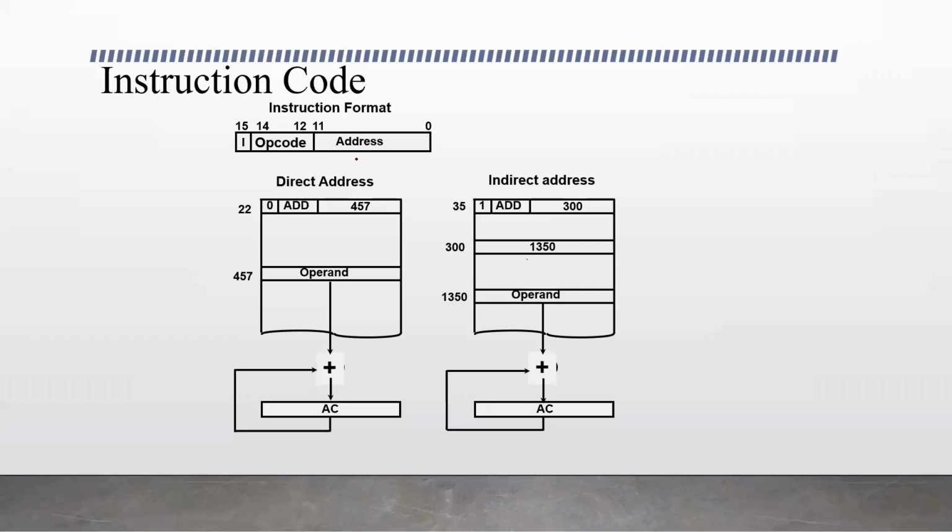And the address field specifies the address of the operand, the address of the data. The data may be stored in the registers or it may be in the memory. The operation specified in the opcode needs to be done on the data, so we need to know the location of the data, where it is stored. That location we will have in the address field of the instruction code.